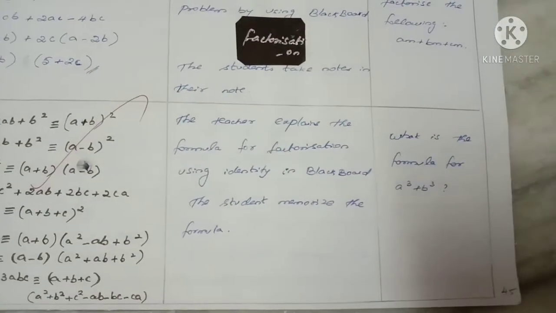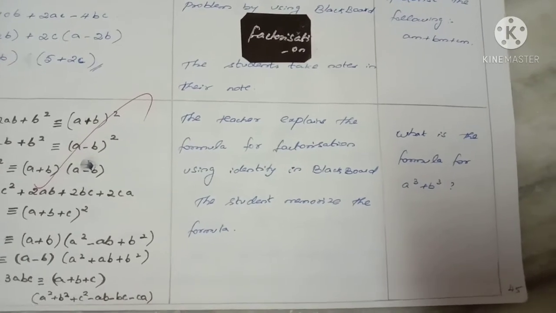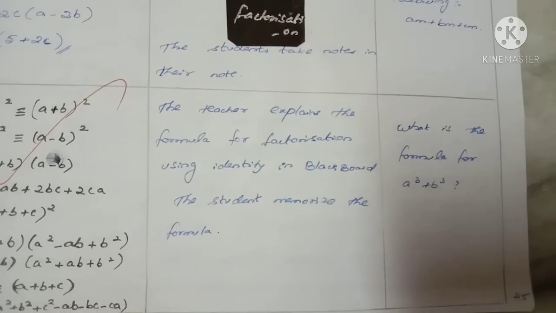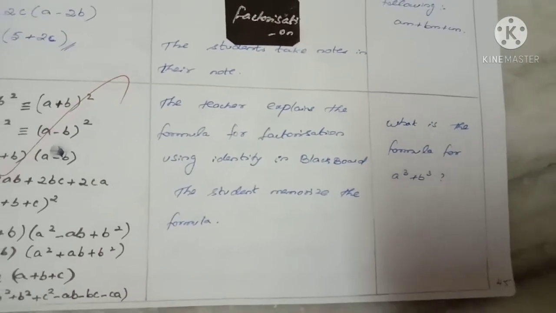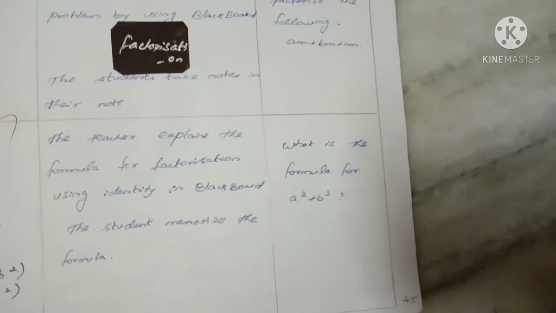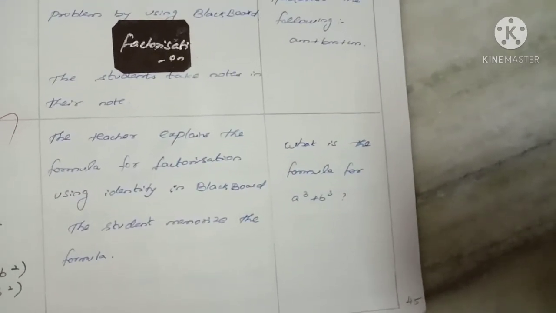In the next box, the teacher explains the formula for factorization using identity on the blackboard. The student memorizes the formula. What is the formula for a cube plus b cube?